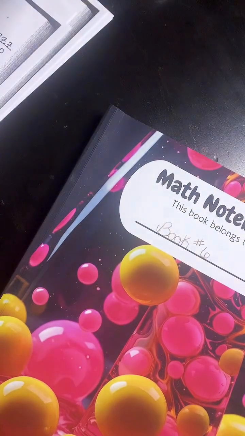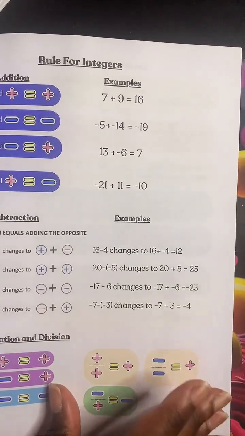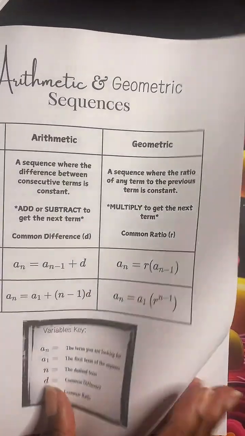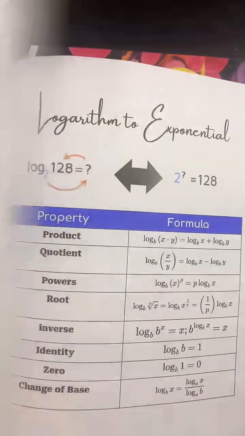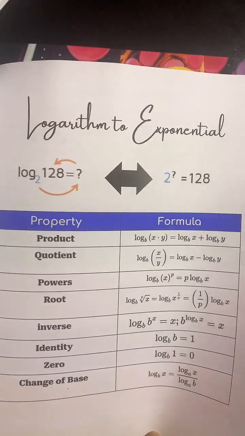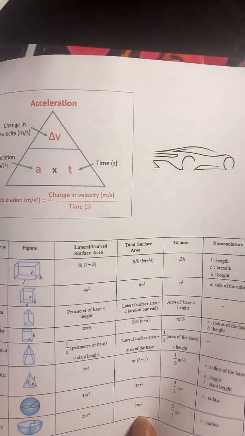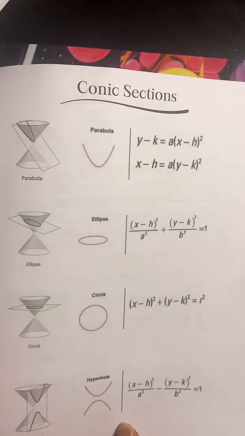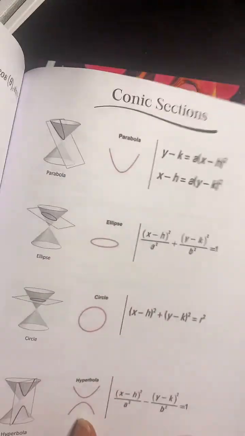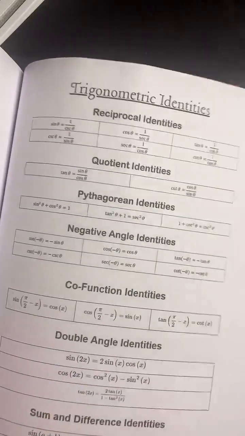I have this one for pre-algebra and Algebra 1, and then I have this one for Algebra 2 and pre-calculus. Same components in the front, but what's different is what's in the back. You have your arithmetic and geometric sequences, your logs and exponentials, then you have acceleration, our conic sections, as well as our unit circle. So this is more for the advanced students.